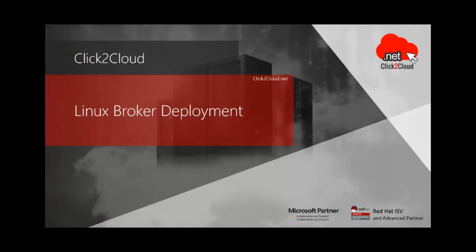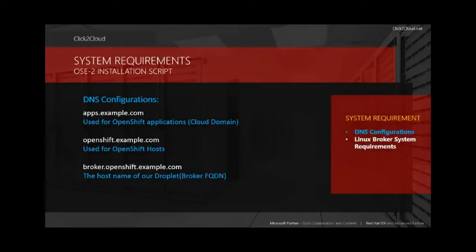The first step is Linux Broker deployment. In order to deploy Linux Broker, we first need to plan DNS configuration and system requirements. In this demonstration, the configuration used is displayed on your screen. As you can see, we are using apps.example.com for the cloud domain where we are going to host our applications. OpenShift.example.com will be used for OpenShift hosts. Broker.openshift.example.com will be used for the broker FQDN.